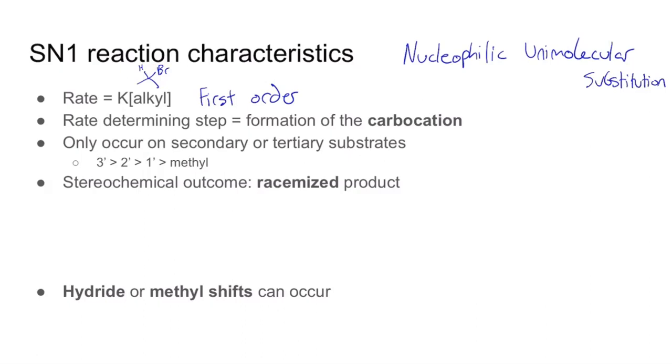And then for stereochemical outcomes of the reaction, we get what's called a racemized product. So we're going to get a mixture of enantiomers from the reaction. And I'll go ahead and draw that so you know what I mean.